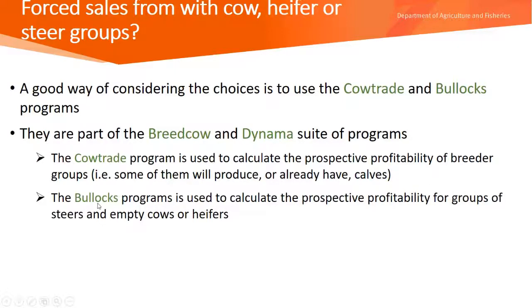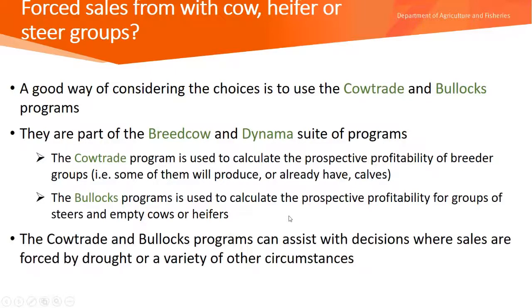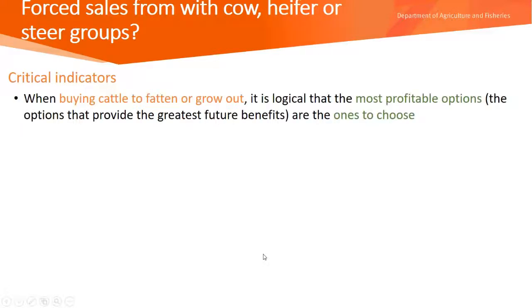The bullocks program is designed to look at dry cattle. Its name might be bullocks, but it deals with dry cattle. So it's used to calculate the future profitability of groups of steers and empty cows or heifers. They can assist in these decisions that we're looking at now where sales are forced by drought. So they're normally used to look at the future profitability, but we can turn them around and use them in this assessment process.